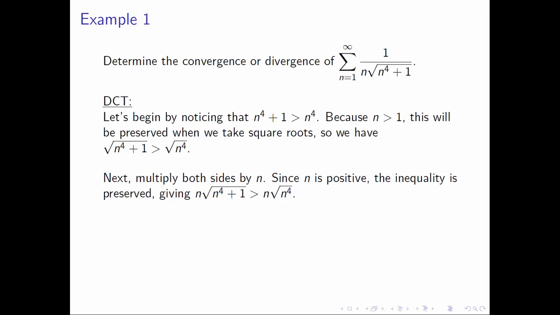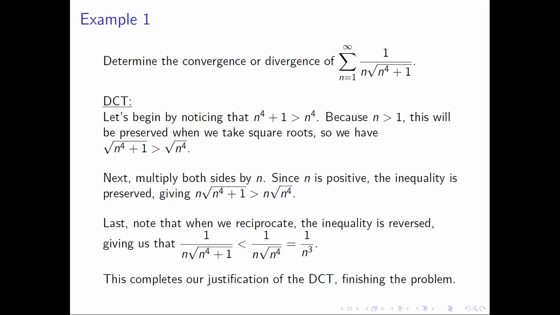The next step is to take this new inequality and multiply on both sides by n. Again, since n is positive, we don't have to worry about the inequality flipping on us. The inequality is preserved, and we conclude that n times the square root of n to the 4th plus 1 is larger than n times the square root of n to the 4th.